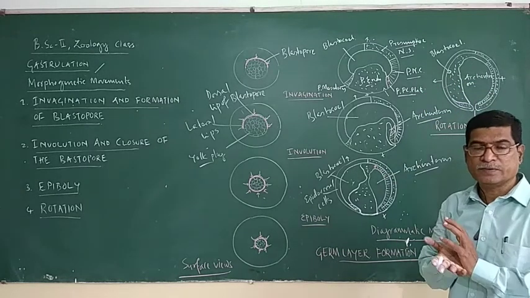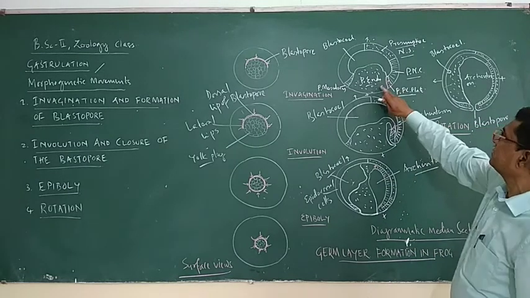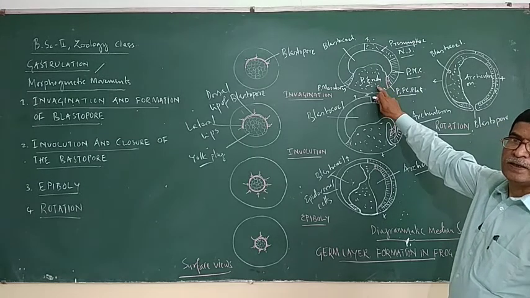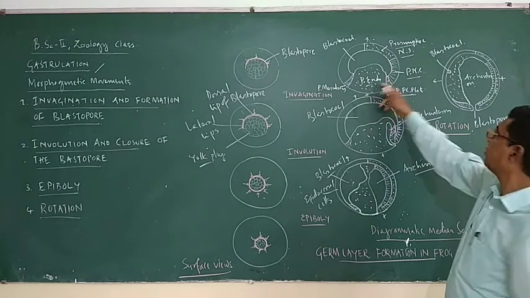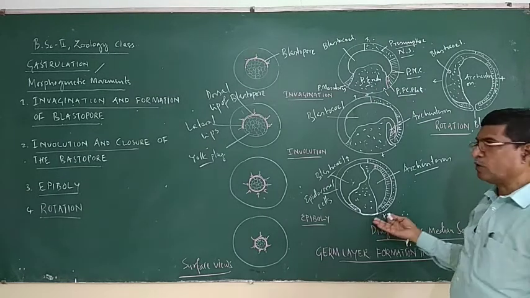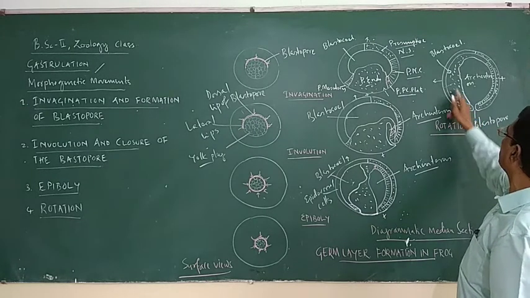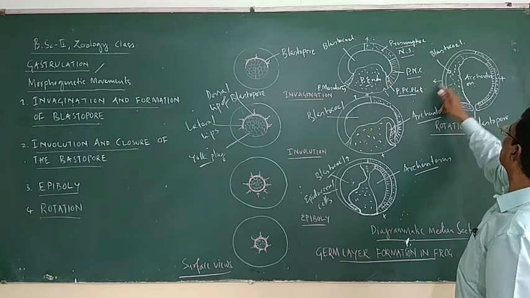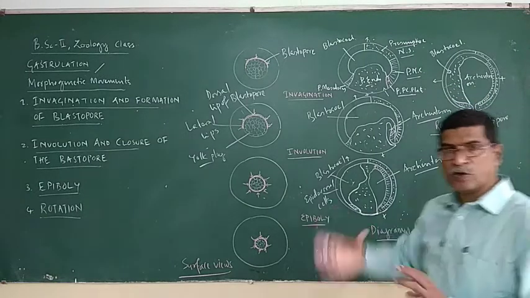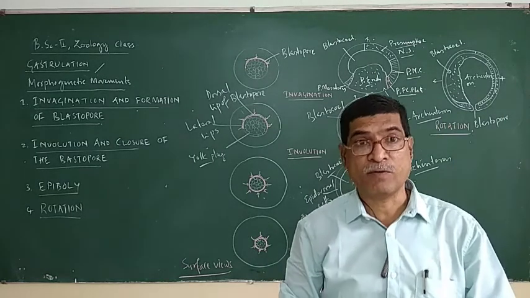So the embryo is rotated. The vegetal region of the initial embryo comes to lie on the ventral surface of the embryo. So this is how the animal gets rotated. The embryo gets rotated within the vitelline membrane.